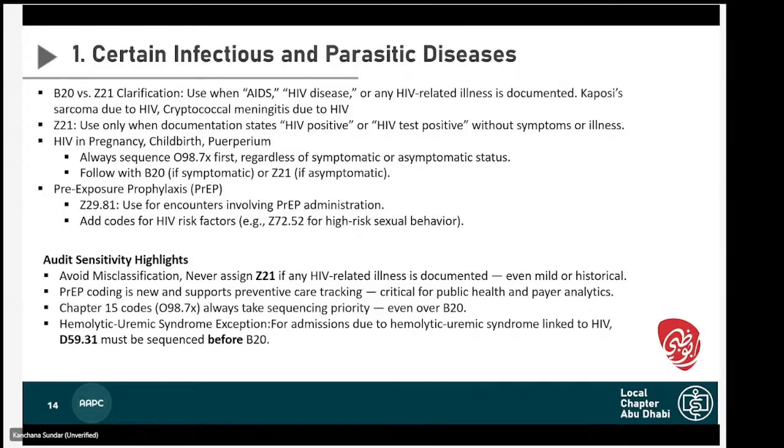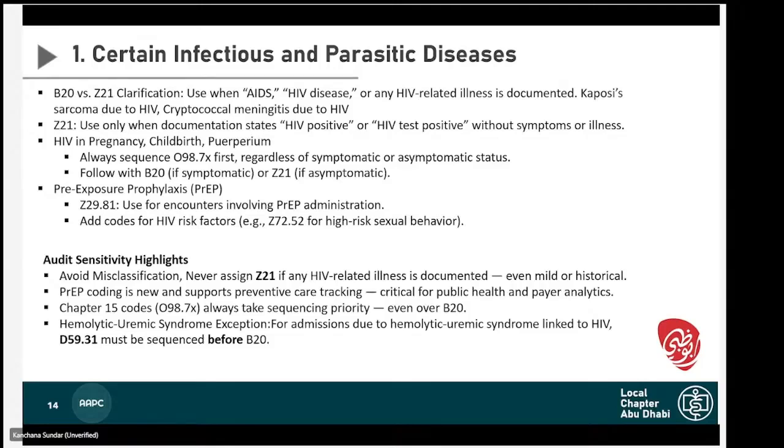And Z21 is used only when the HIV test is positive and there are no signs, symptoms, or any illnesses. And for HIV in pregnancy, childbirth, and puerperium, code O98.7X first, and then goes your AIDS and HIV codes. And a new inclusion, pre-exposure prophylaxis. Please remember that, which we spoke of just a few slides before. That's a new code which has been introduced for pre-exposure prophylaxis.